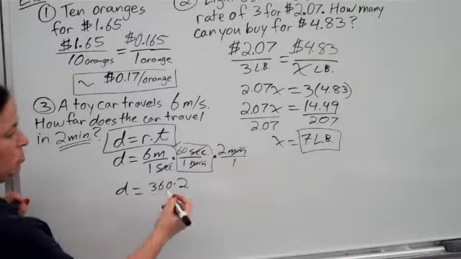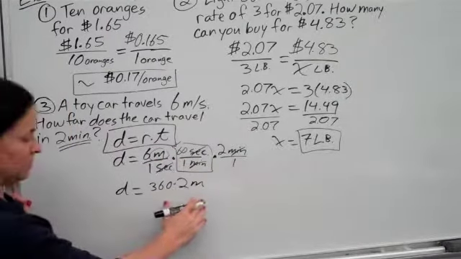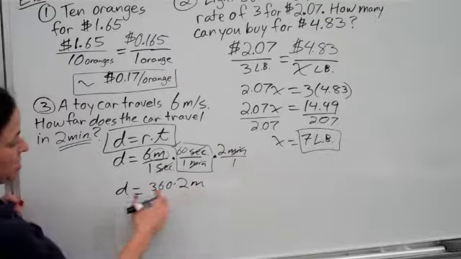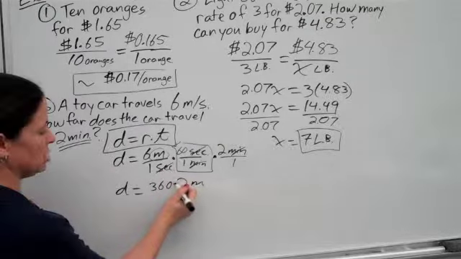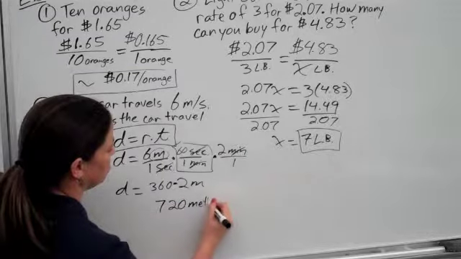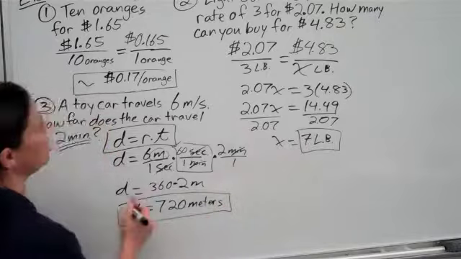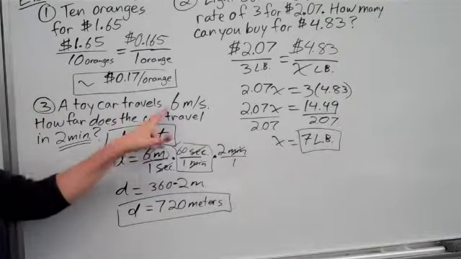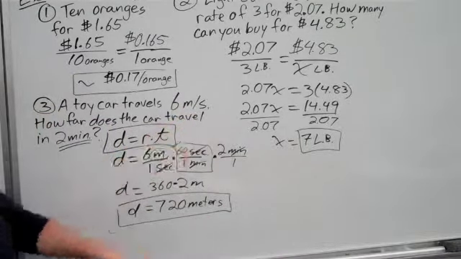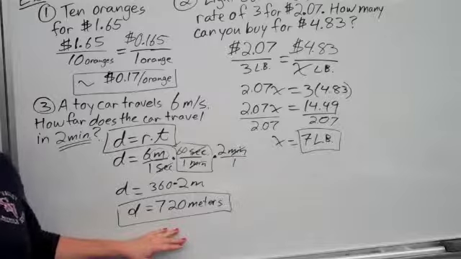And the only units of measure left are meters. And would distance be some number of meters? Yeah, so what's 360 times 2? That's 720, and we're talking meters. That's how far the toy car will travel if it's going 6 meters per second. That's really fast, 6 meters per second. If it's doing it for 2 minutes, it's going to go 720 meters.